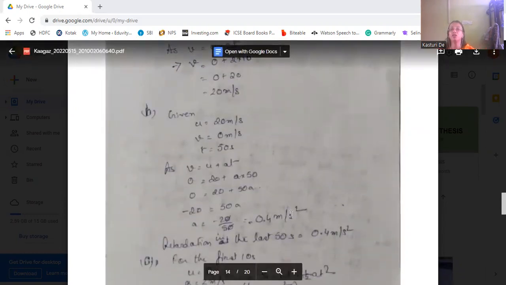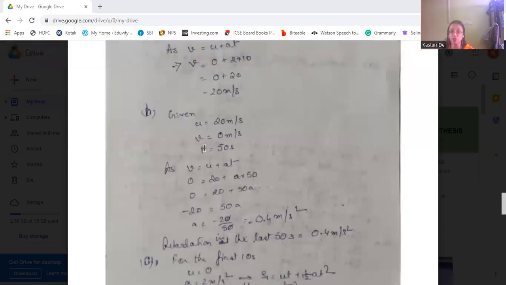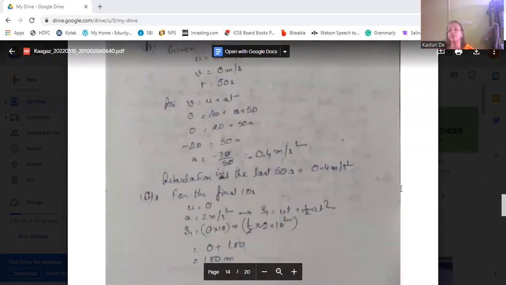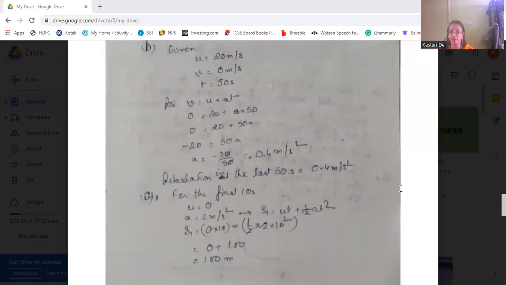For the B section, u is equal to 20 meters per second, and v as it comes to rest will be 0 meters per second, and t is equal to 50 seconds. So v is equal to u plus at. That means a is minus 0.4 meter per second square. Okay, so the retardation in the last 50 seconds is 0.4 meter per second square.